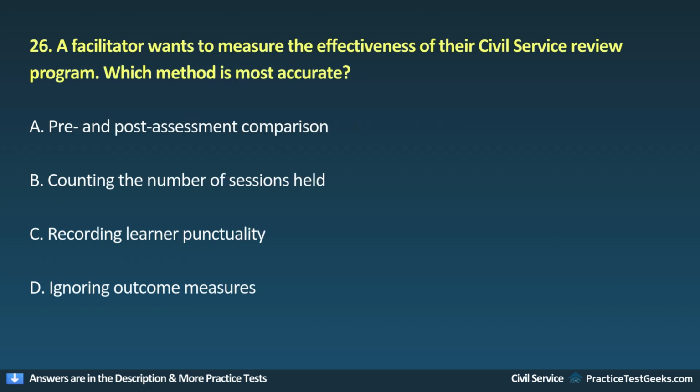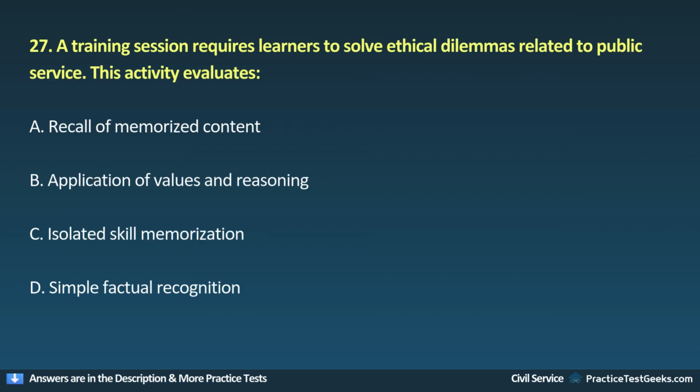26. A facilitator wants to measure the effectiveness of their civil service review program. Which method is most accurate? A. Pre- and post-assessment comparison. B. Counting the number of sessions held. C. Recording learner punctuality. D. Ignoring outcome measures.